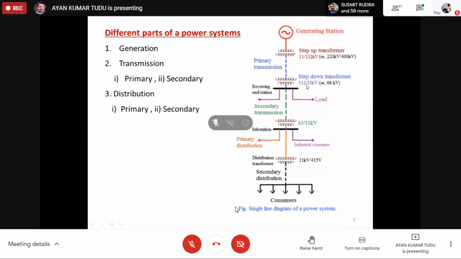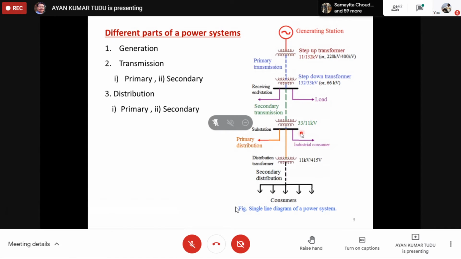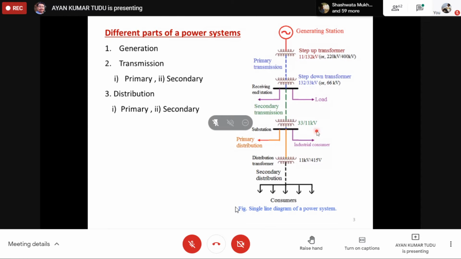Now, we have feeders at this position. Feeder lines at this voltage are taken out in different directions. This is called our secondary transmission or sub-transmission, and it leads to our substations.